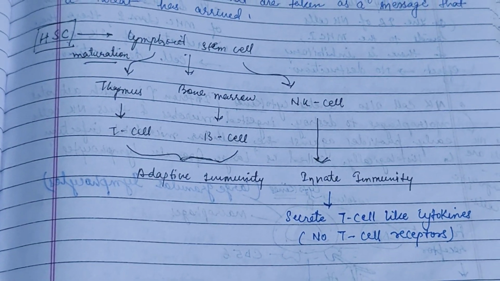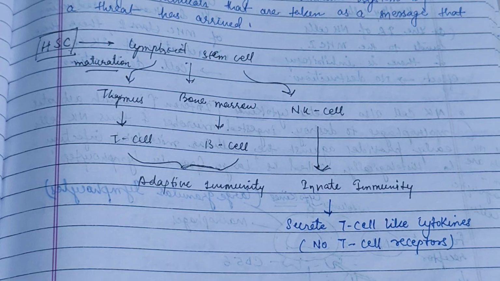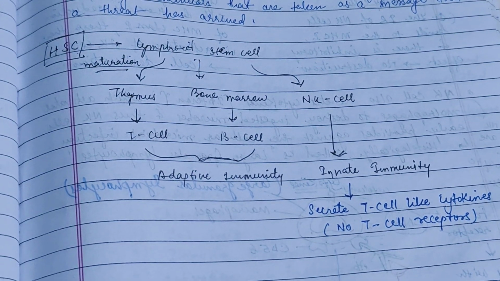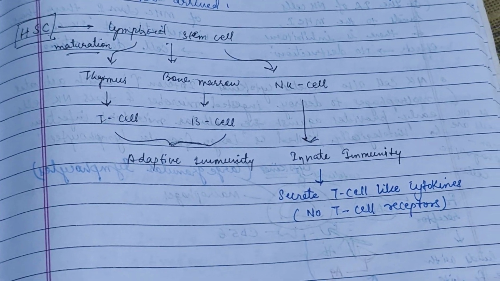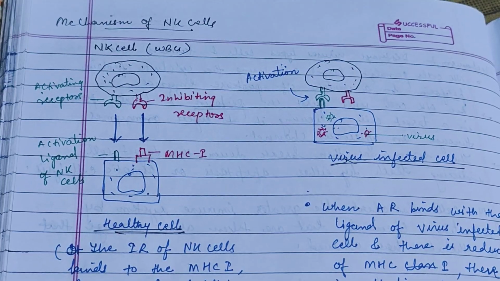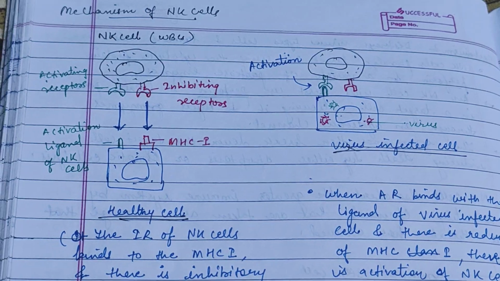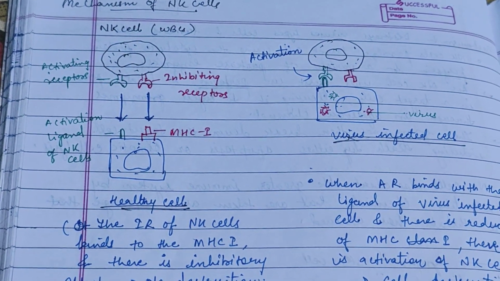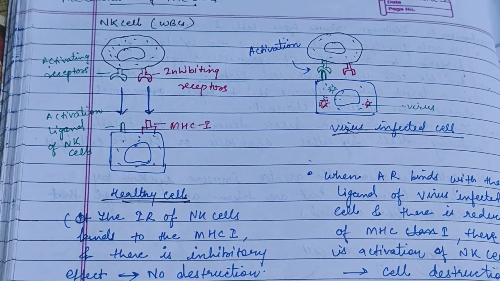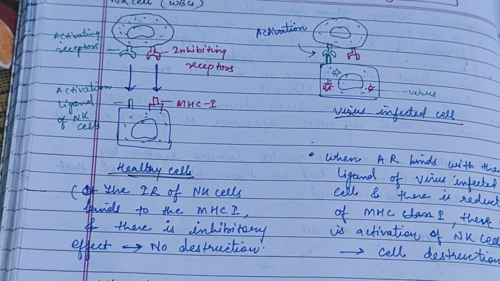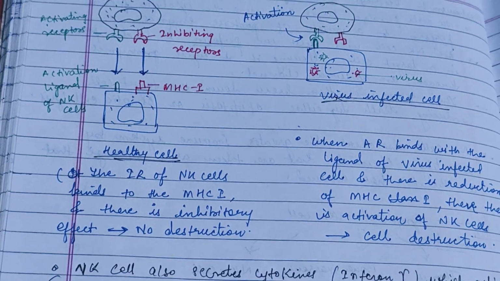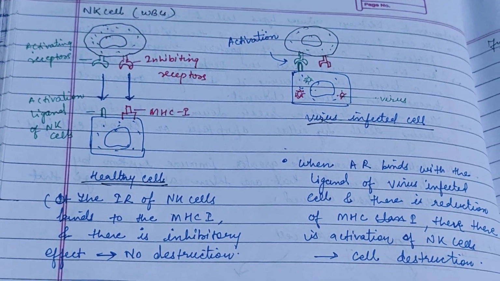Here is a flowchart of the mechanism of the NK cell mediated system. The hematopoietic stem cells form the lymphoid stem cells and their reaction proceeds. In this figure, the NK cell, which is supposed to be an example WBC, has two kinds of receptors, that is activating receptors and inhibiting receptors. The activation by the ligand of the NK cells and the MHC class 1 is inhibited.